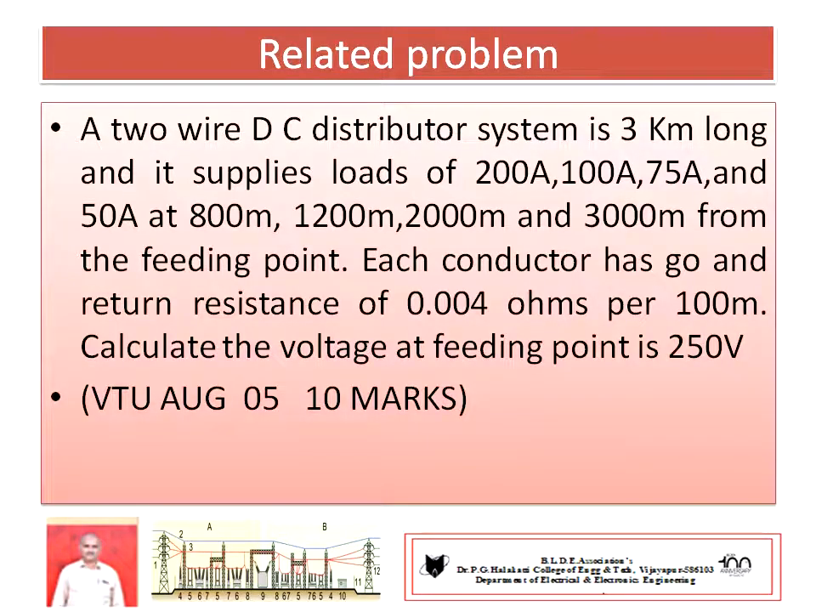Now see one VTU question paper problem. A 2-wire DC distributor is 3 km long and it supplies loads of 200 ampere, 100 ampere, 75 ampere and 50 ampere at 800 meters, 1200 meters, 2000 meters and 3000 meters from the feeding point. Each conductor has a resistance of 0.04 ohms per 100 meter. Calculate the voltages at the load points, given the voltage at the feeding point is 250 volts. This is one of the question paper problems, asked for 10 marks.